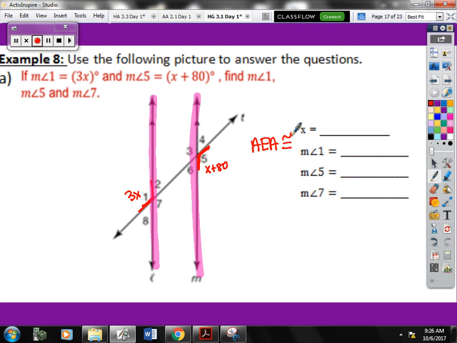So if these are congruent, that means that their measures are equal, so we will set them equal to each other. And solve. Subtract. We get x is 40. Then you plug it back in. 3 times 40 is 120. This is 120. 40 plus 80 is 120. So we know we did it right, because those have to be the same.